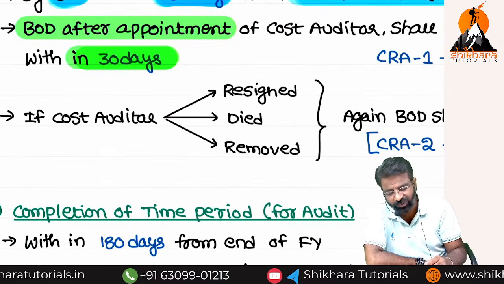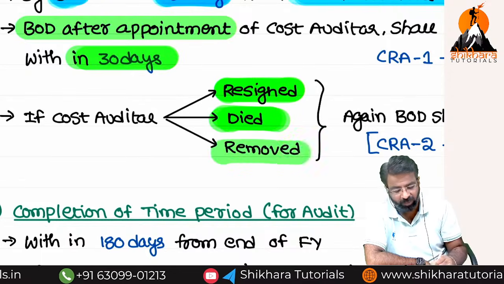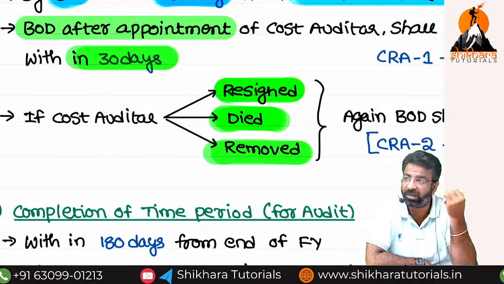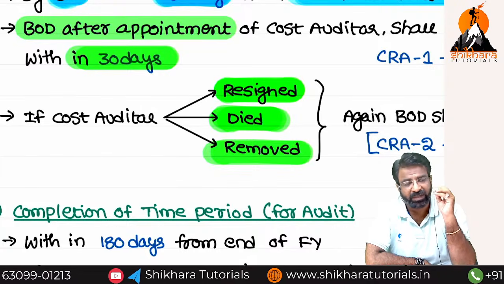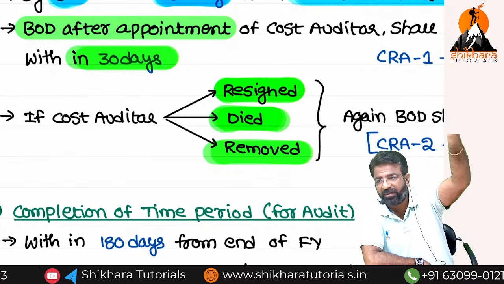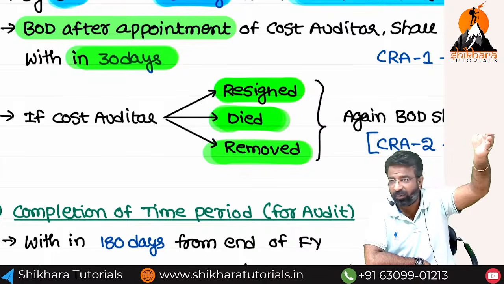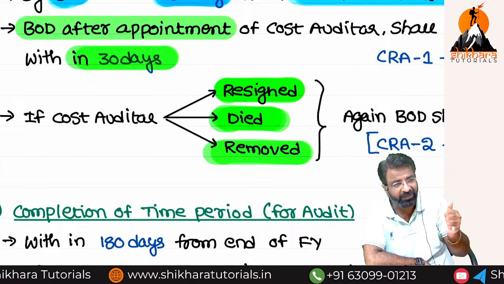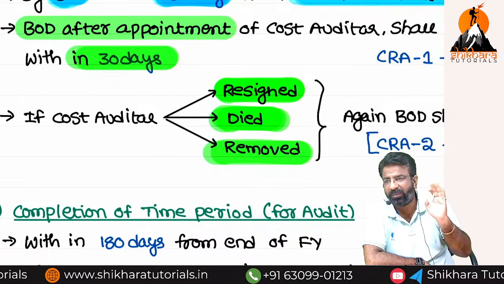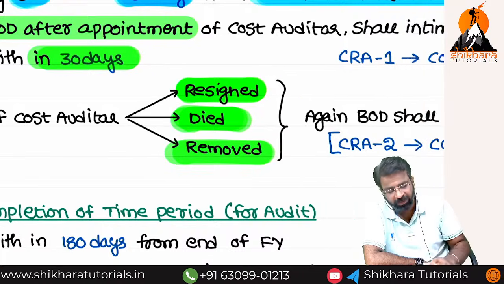Now next point. Sir, what if my cost auditor resigns? He left in between, died, or was removed. What are the 3 cases? Resigned, died, or removed. In statutory audit, resignation has a separate section and removal has a separate section. But here mostly, be it death, resignation or removal, we are going to DRR. Can you remember DRR? Debenture redemption reserve. So death, resignation, removal.